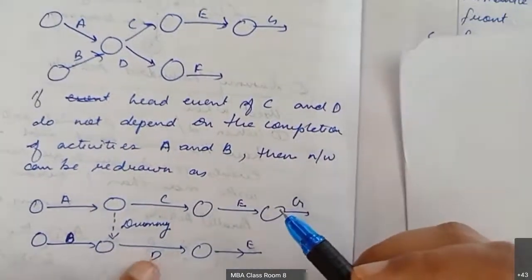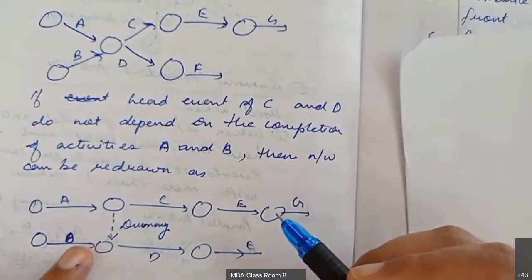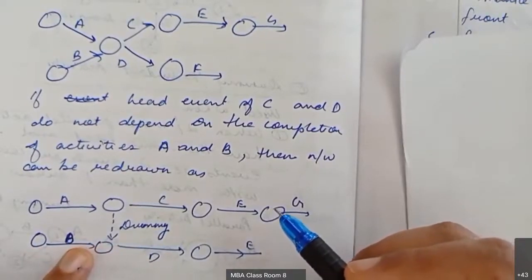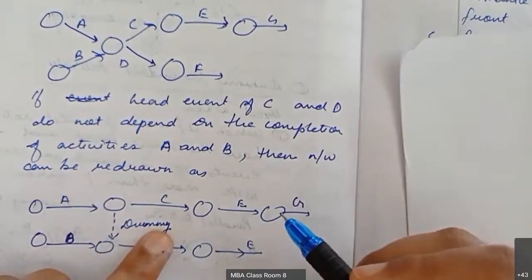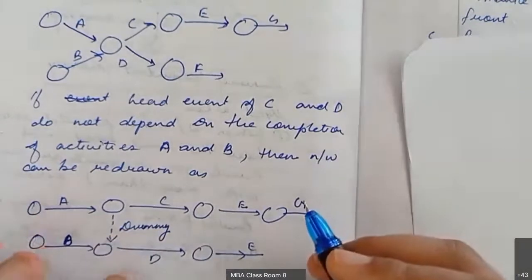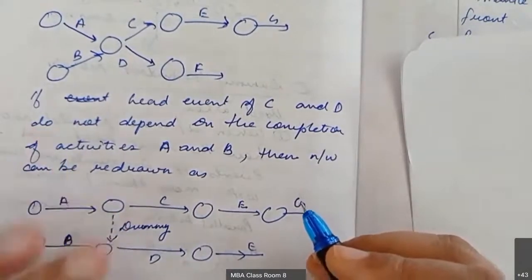So D can be started. Okay, there is no need for a dependency to be created. If there is no dependency needed, in such cases also we can have a dummy drawn. This kind of case does not come up from our exam point of view, so you can just note it.